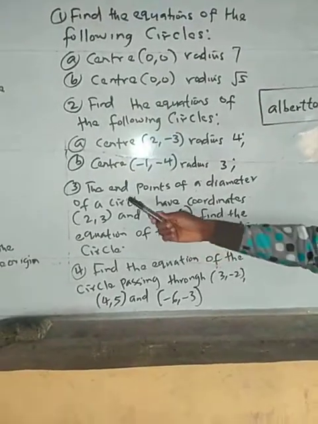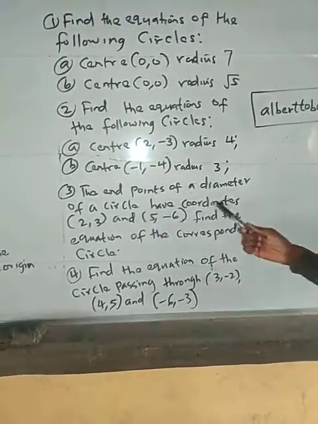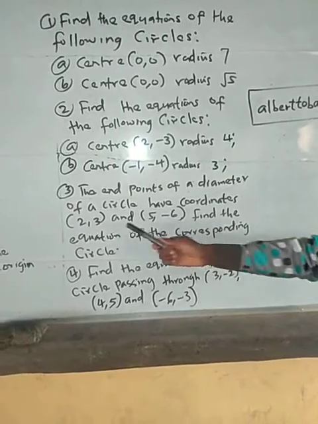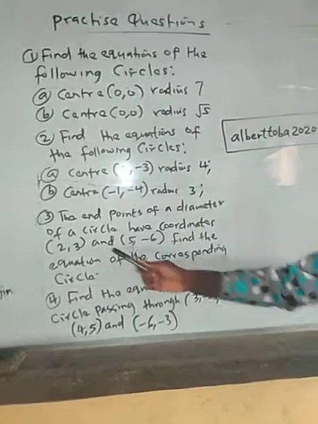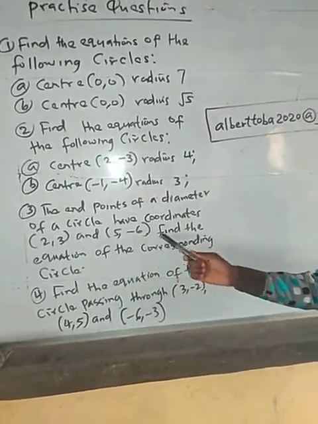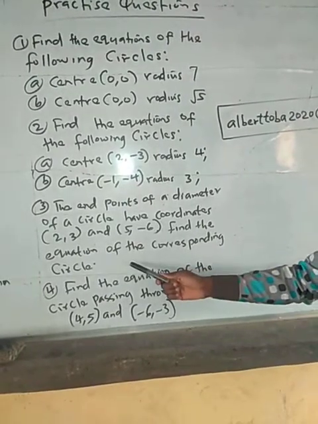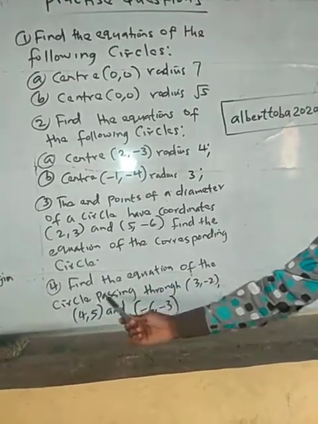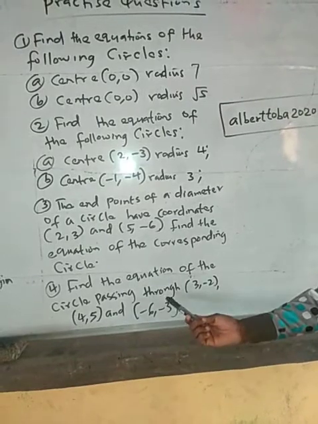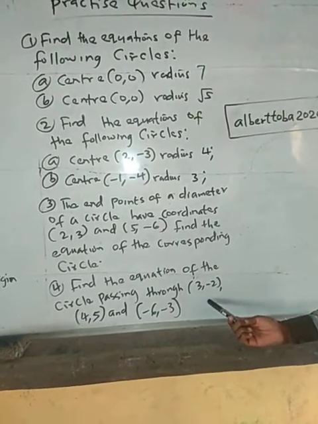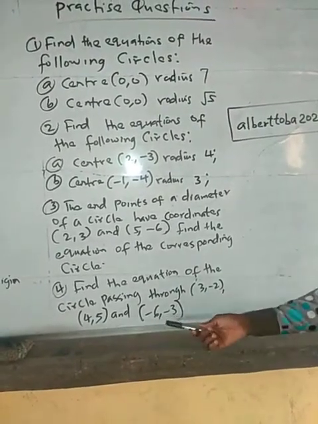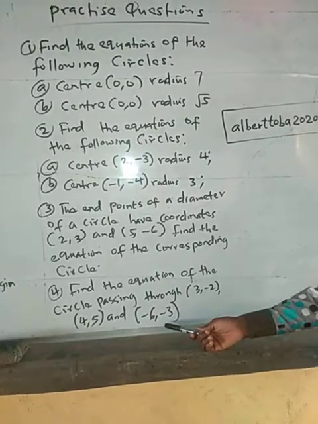Number 3, the endpoints of a diameter of a circle have coordinates 2, 3 and 5, minus 6. Find the equation of the corresponding circle. Number 4, find the equation of the circle passing through 3, minus 2, 4, 5, and minus 6, minus 3.